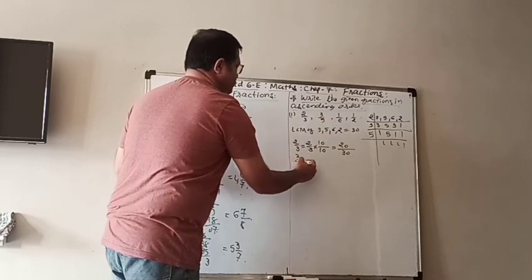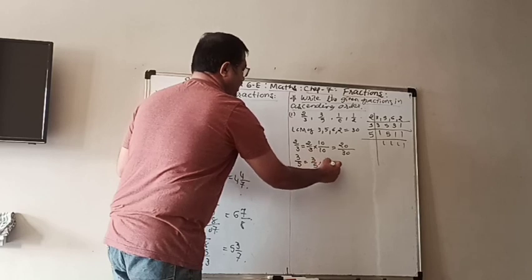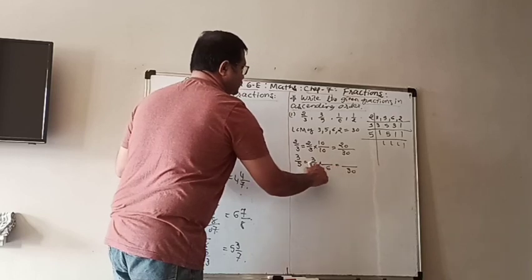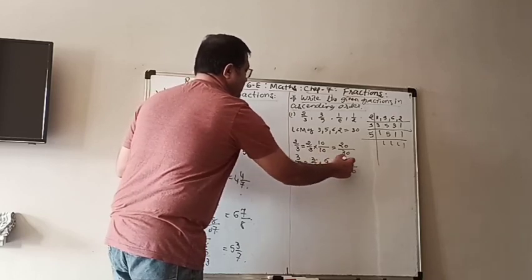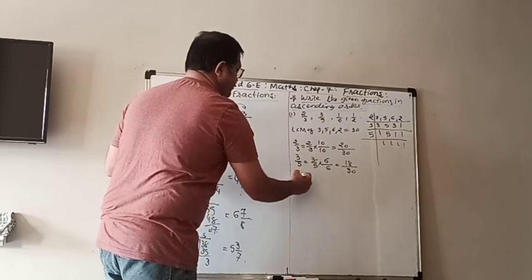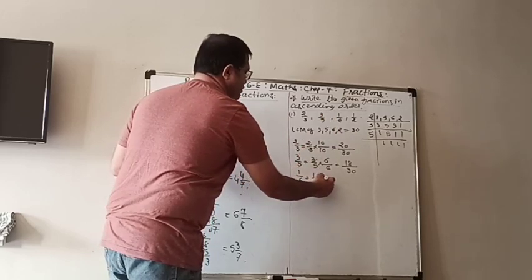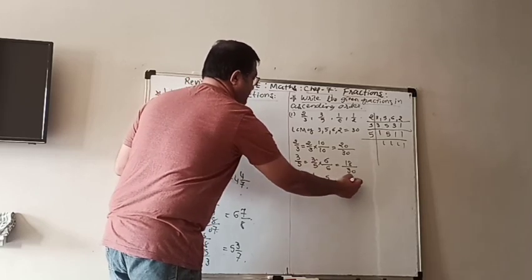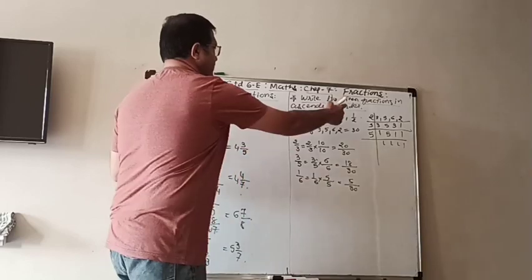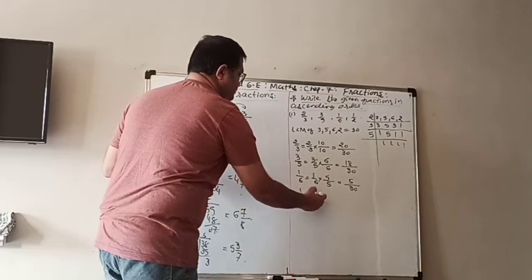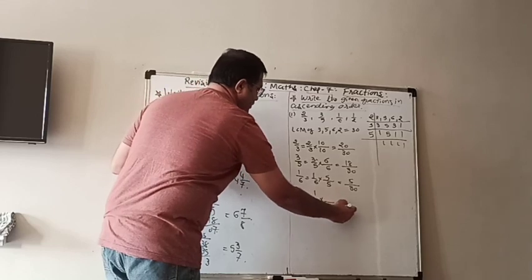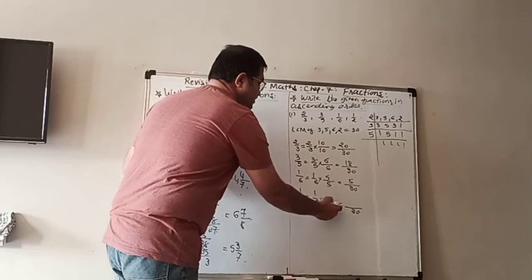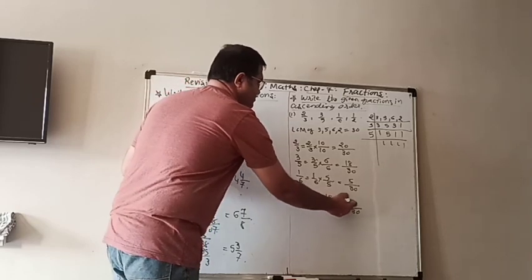Next is 3 upon 5. So now 5 6s are 30. So 3 6s are 18. Next is 1 upon 6. So now 6 5s are 30. So 1 5 is 5. And the last is 1 upon 2. 1 upon 2 into how much to get 30? So 2 15s are 30. So 15 1s are 15.